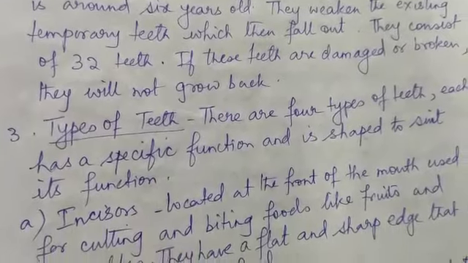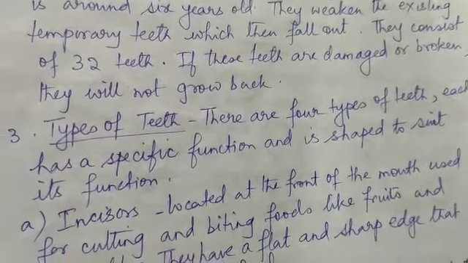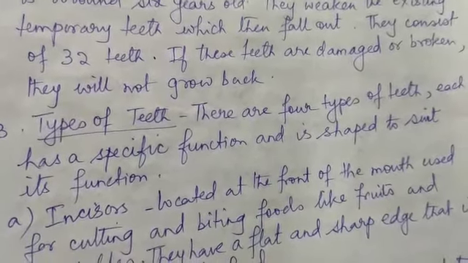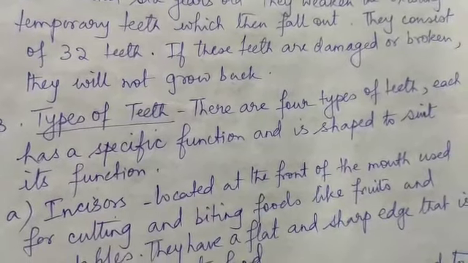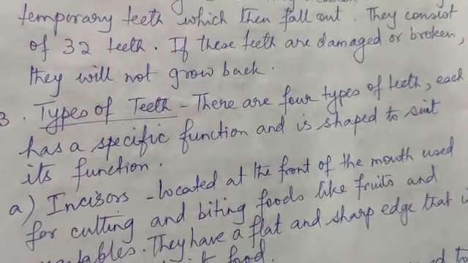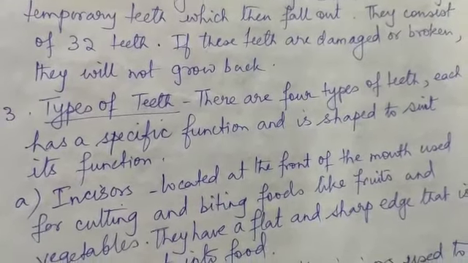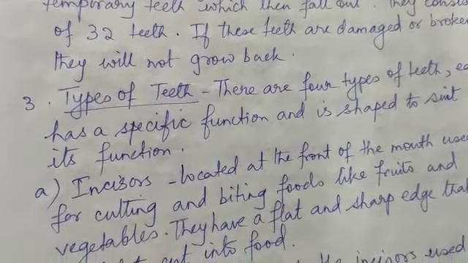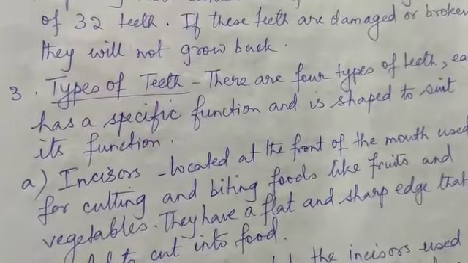Now let us learn about the types of teeth. There are 4 types of teeth. Each has a specific function and is shaped to suit its function. What are the 4 types of teeth? Incisors, canines, premolars and molars. So let us learn about all the types of teeth.